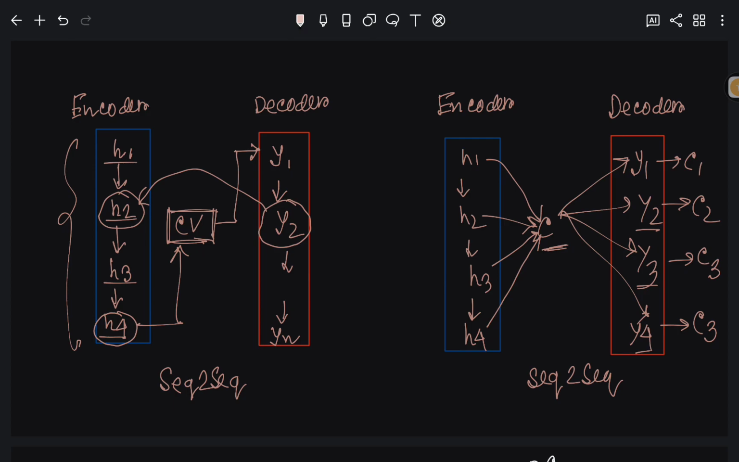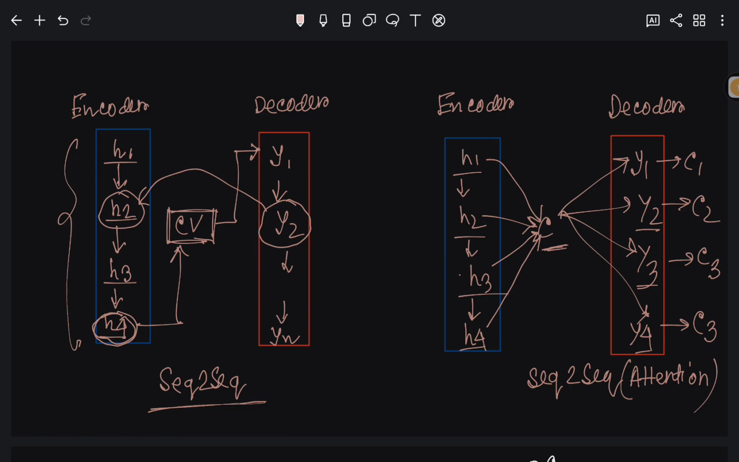So I hope you got an overview of what the attention mechanism is: instead of only using the last hidden state, we also use the intermediate hidden states, and with that we create a context vector, and that context vector is different for each output time step. So this is sequence to sequence with attention. And the other one, which we discussed and also implemented last time, was without the attention mechanism.